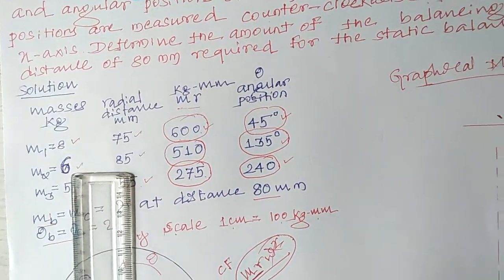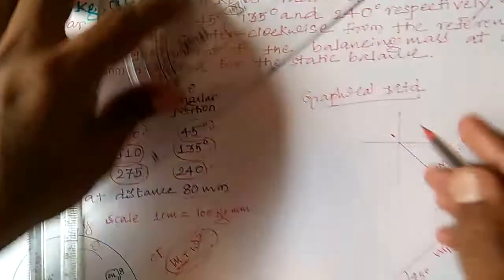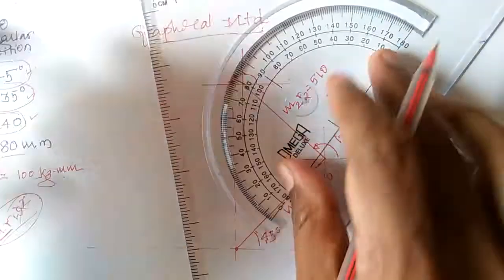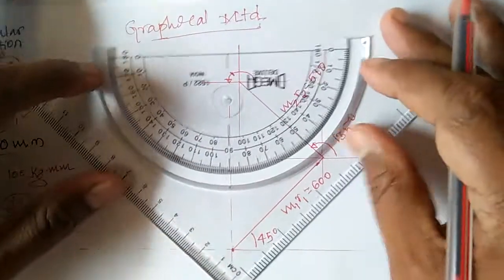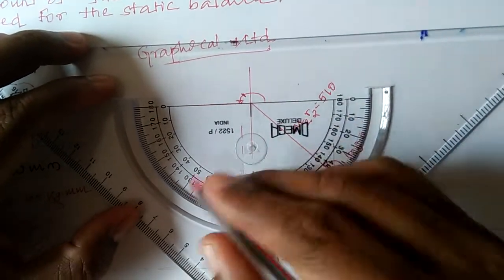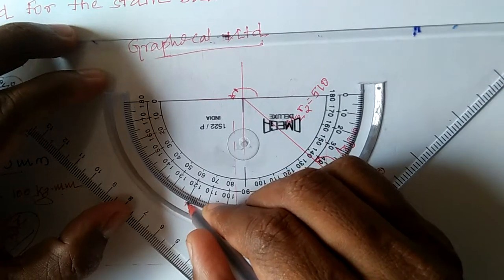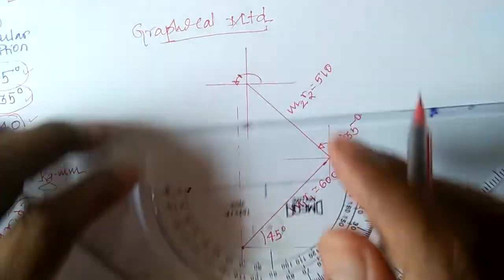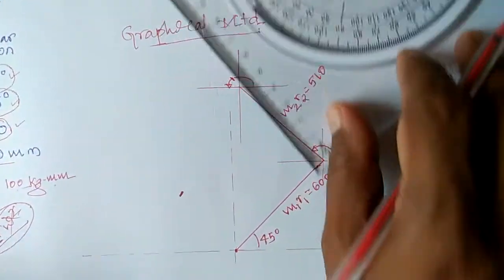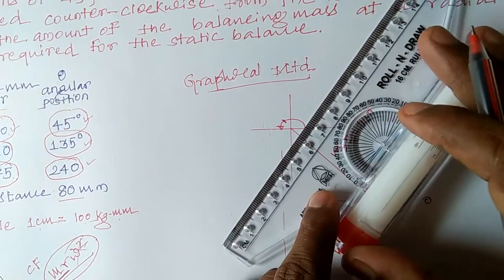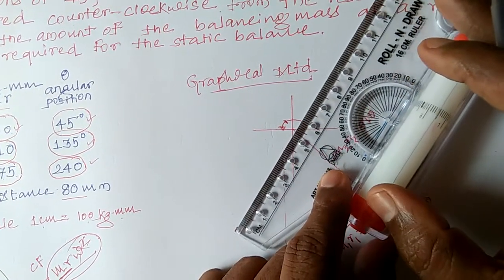You have to take it as a 60 degree. This is 180. You have to take some 60 degree with respect to this one. Approximately it comes here, 60 degree. Okay, this is 180 plus 60. How many centimeter? That is 2.75 centimeter. You take it as 2.7 centimeter.